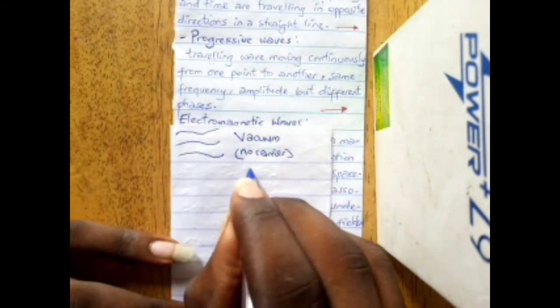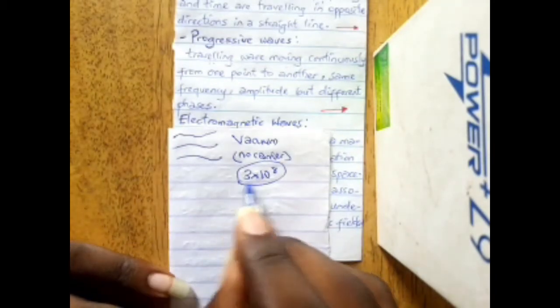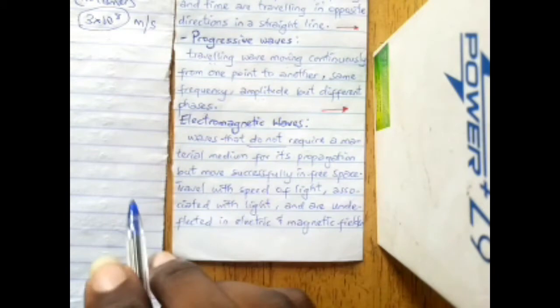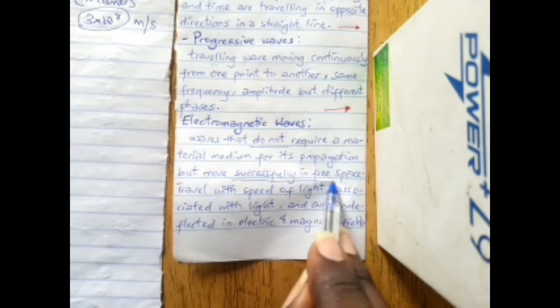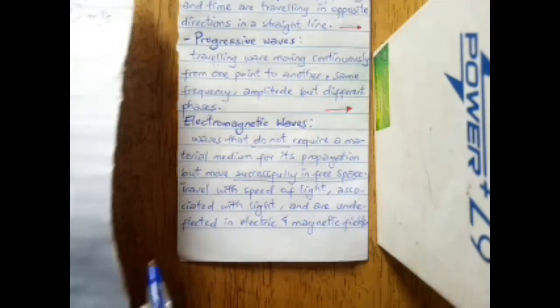Now, free space is vacuum, air, and the speed of light in a vacuum is 3 times 10 raised to 8 meters per second. So electromagnetic waves do not require a material medium for their propagation. They move successfully in free space and travel with the speed of light. Because they move in air and vacuum, they are associated with light and are undeflected in electric and magnetic fields.